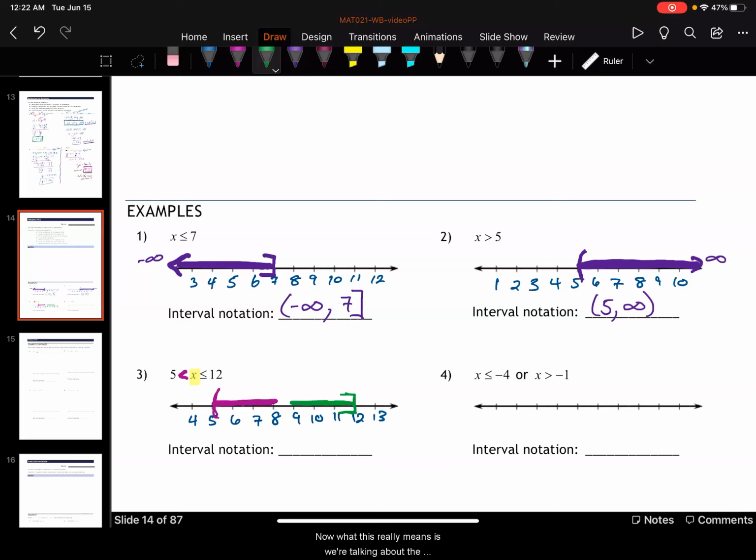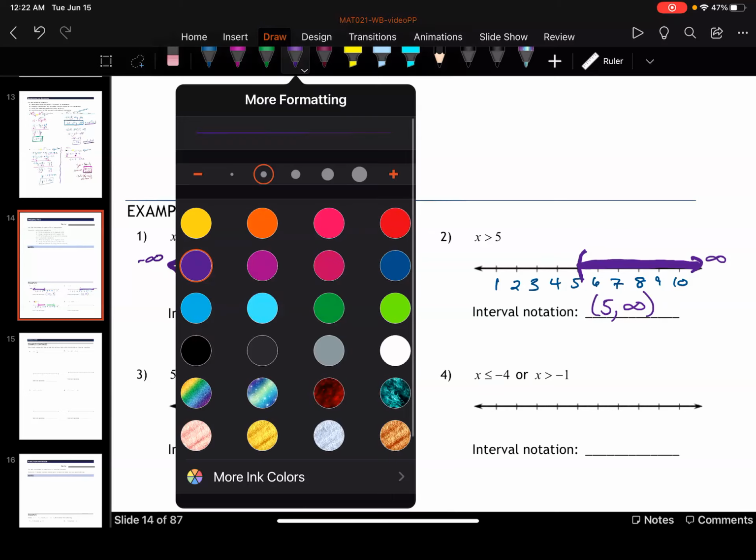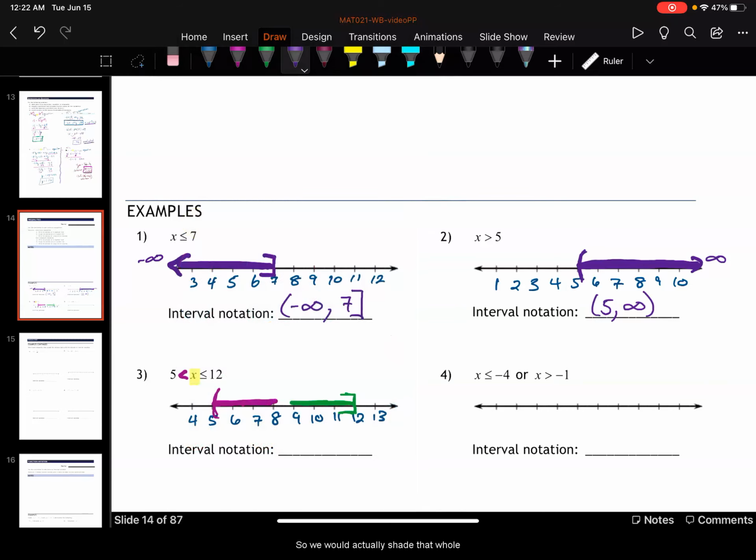Okay. Now, what this really means is we're talking about the numbers in between 5 and 12. So we would actually shade that whole section in between there. All right. So when I write my interval, I'm actually going to be starting at a number and stopping at a number in this case. So we'd have parenthesis 5, comma, 12, and a bracket.